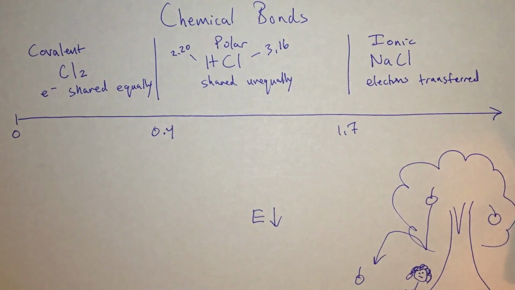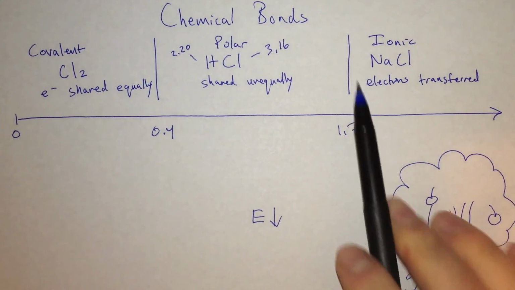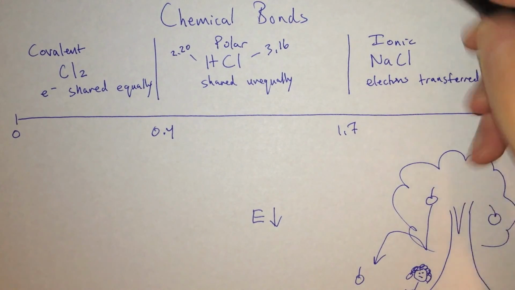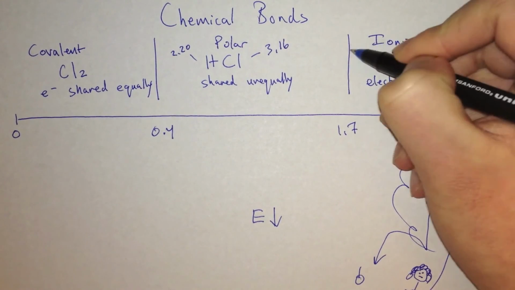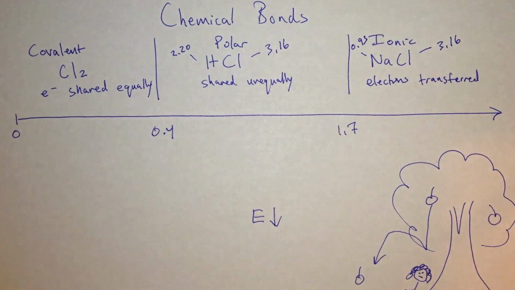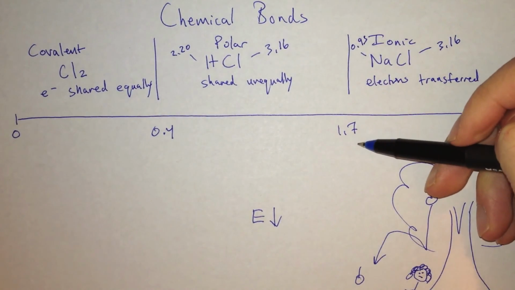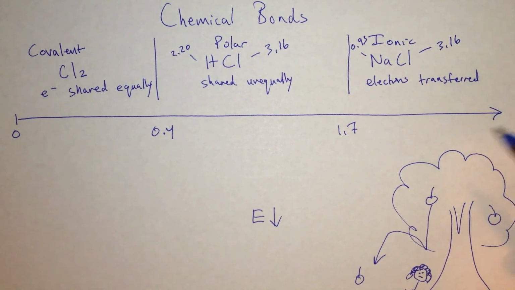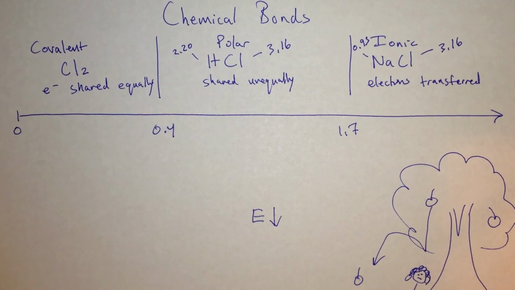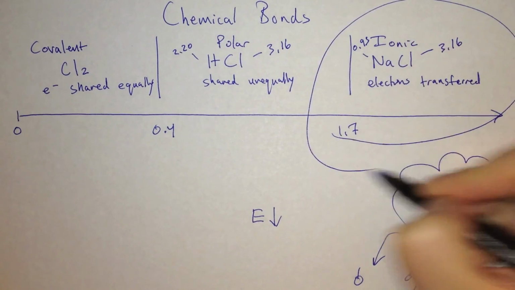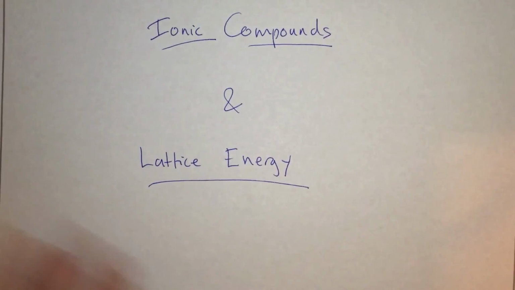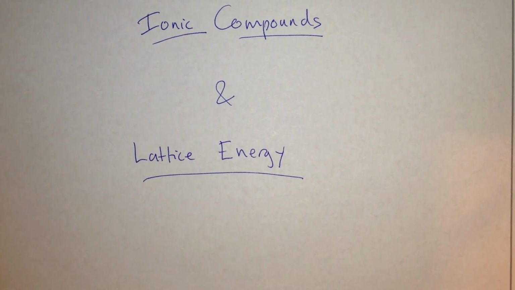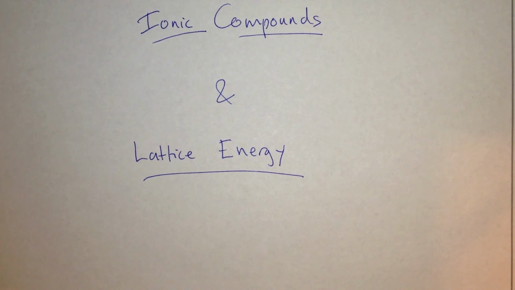An ionic bond is a difference that is greater than 1.7. In our case, chlorine is 3.16 and sodium is 0.93, which is a difference that is definitely greater than 1.7. In this video, we're going to be looking at the lattice energy of ionic compounds. So back to ionic compounds and lattice energy.